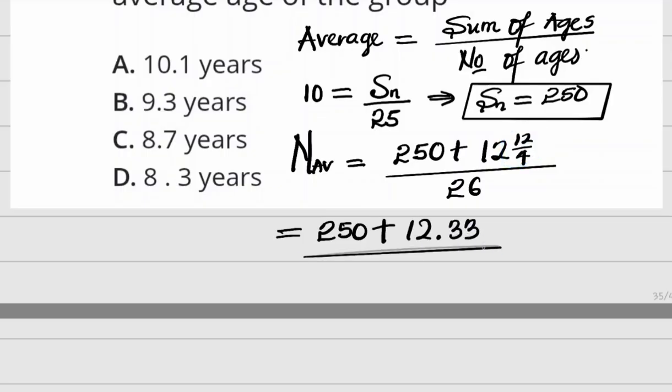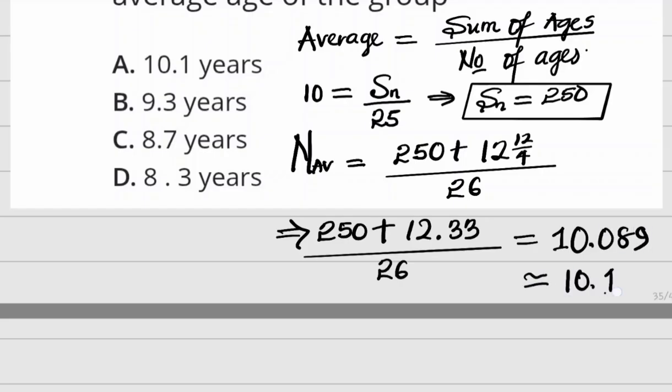All over 26. If we check that on our calculator, we are going to have 10.09 thereabouts, which is approximately 10.1 years. And if you check that, we'll see that option A satisfies the question, which is the correct answer.